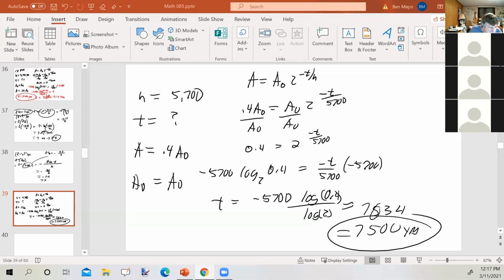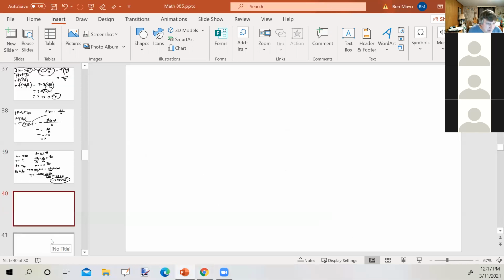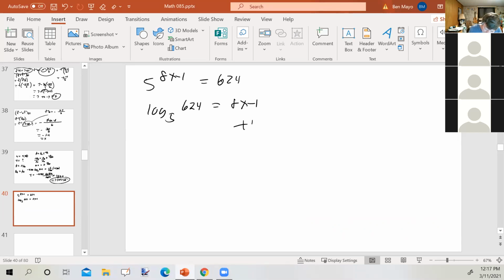Okay. I think I know what's wrong. Let's take a look. Okay, so you've got 5 to the 8x minus 1 equals 624, right? Yes. So log base 5 of 624 equals 8x minus 1. We're going to add 1 to both sides. 1 plus the log base 5 of 624 equals 8x. We're going to divide both sides by 8.